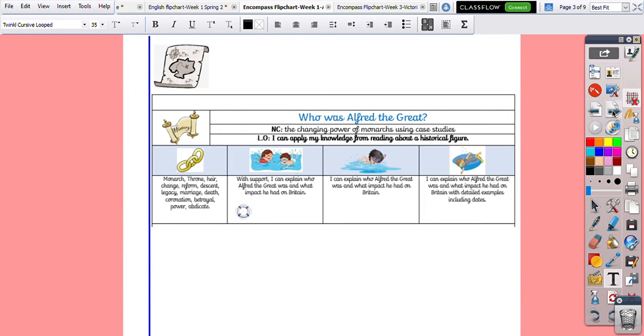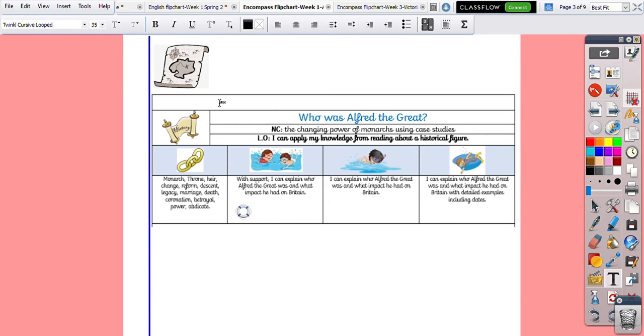So your first lesson, you will see your success criteria. Here is your vocab. And if you are achieving paddling, then you will need some support. Swimming, you will be able to explain who the monarch is and their impact. And if you are diving deeper, you'll be able to give us detailed examples, including dates and comparisons.